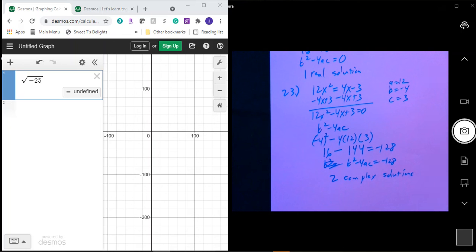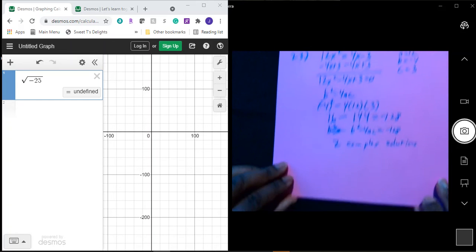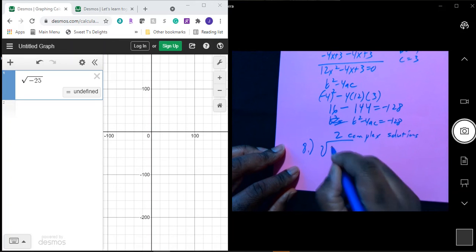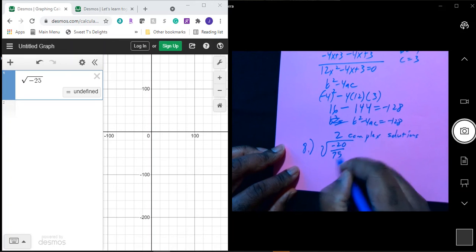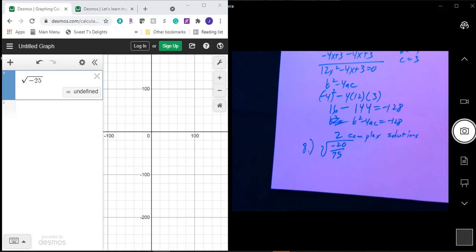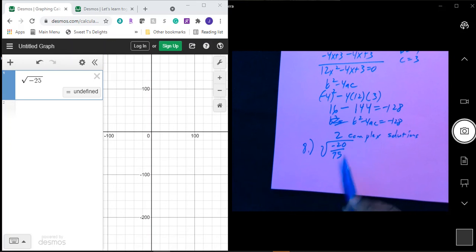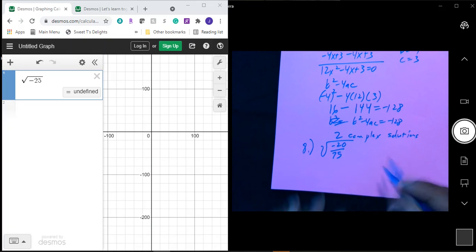There was one other problem that I had contemplated doing, so I want to do that problem, even though it's not listed here. Going back to page 447, problem number 8: square root of negative 20 over 75. I did not do a fraction, which I would like to do. Now that we have this negative, first of all, is there any perfect square here? There's not. So let's simplify this.